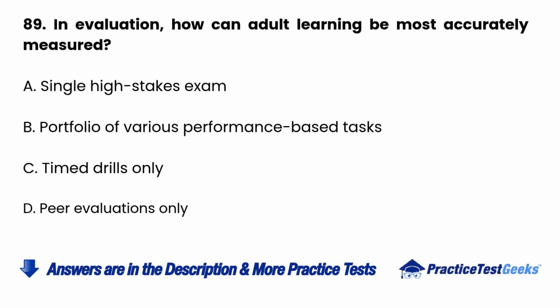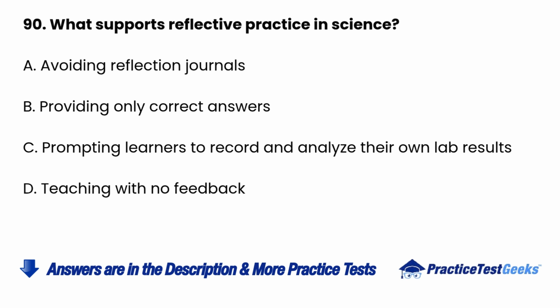89. In evaluation, how can adult learning be most accurately measured? A. Single high-stakes exam. B. Portfolio of various performance-based tasks. C. Timed drills only. D. Peer evaluations only.